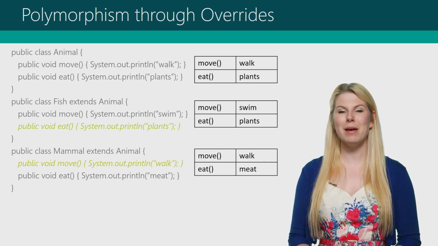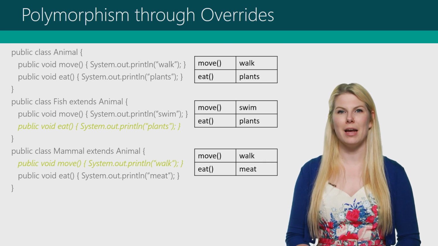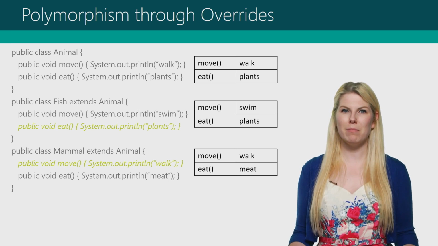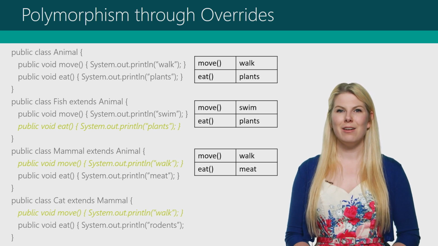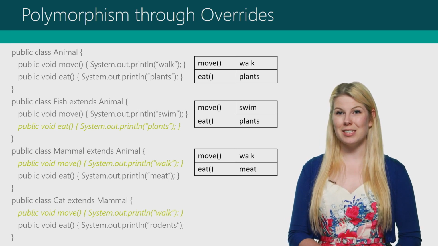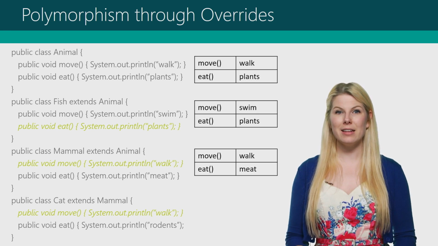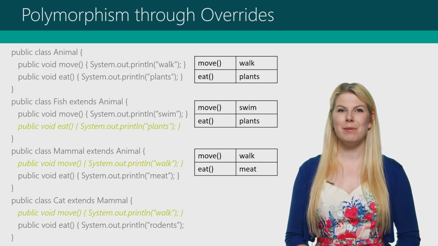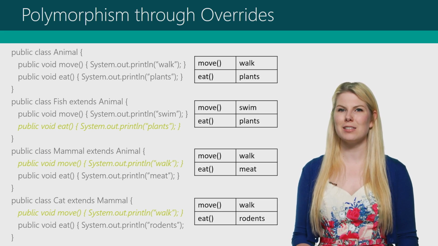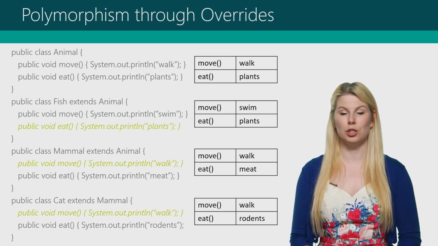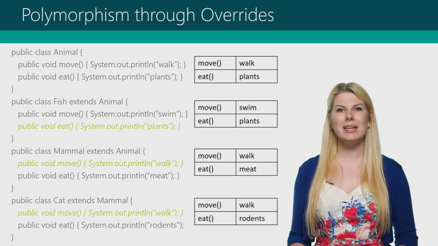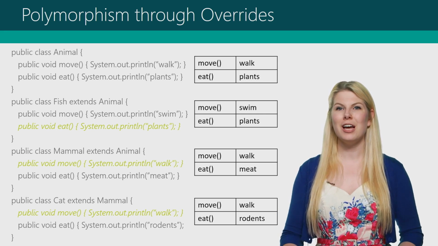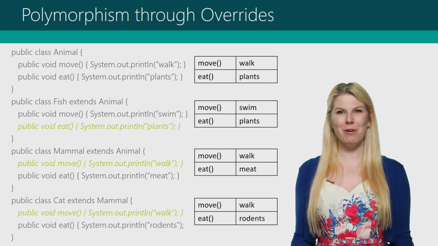That's because in mammal, I can choose to override my eat method, but inherit my move method. We can go as many levels deep as we want. So if I have a cat that extends mammal, I can say override my eat method, but again, continue to inherit my move method. So my cat walks just like my superclass animal, but it has yet an even different implementation of the eat method. Polymorphism.